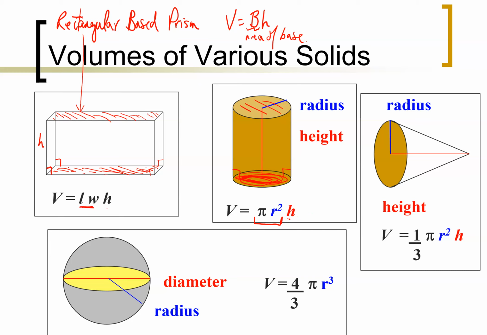The volume of a cone is 1/3 pi r squared. A cone has a circular base, so pi r squared is involved. But because it's a cone, it's 1/3 and multiplied by height. This is the distance from the vertex at the top to the center of the circle. That's the height. For a sphere, 4/3 pi r cubed. All you need to know is the radius of a sphere from there to there, and you can calculate volume.